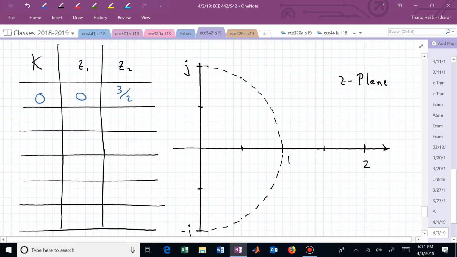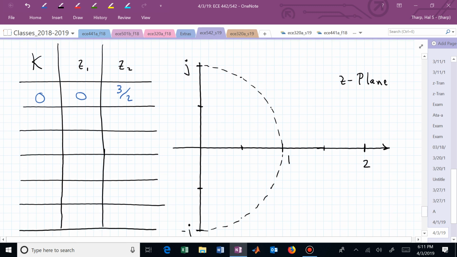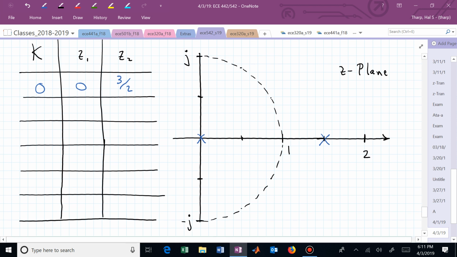Boy, isn't this a nice picture? I'm just going to stand back and kind of enjoy this one for a little bit. I spent quite a bit of time trying to draw that, so I have to enjoy it. But we now have a pole here and a pole there. That's where we start.